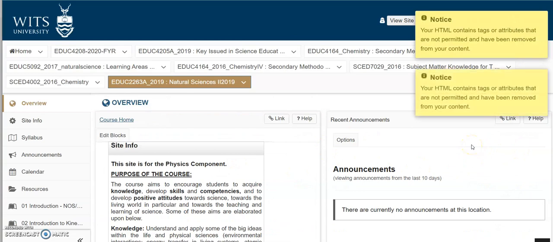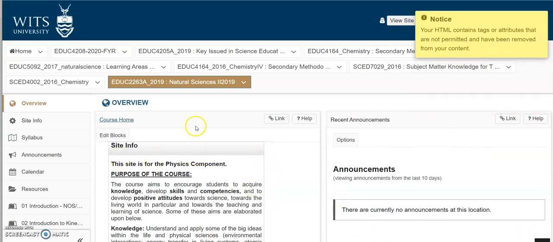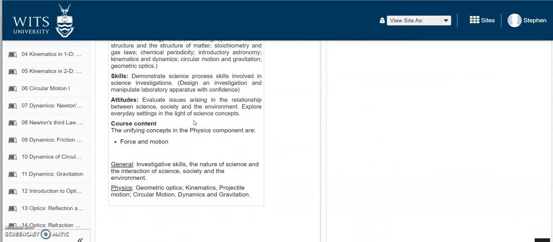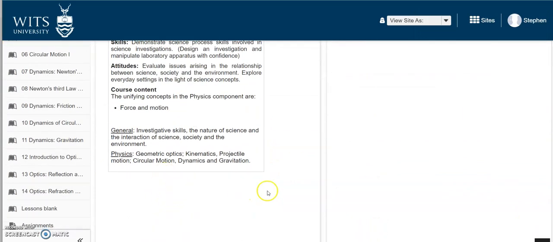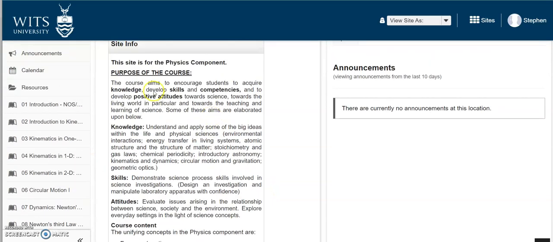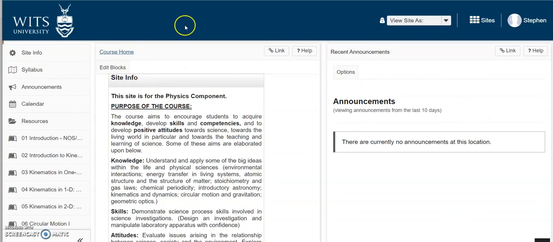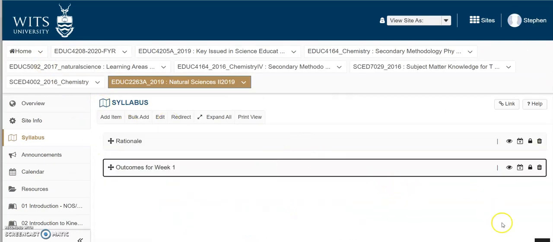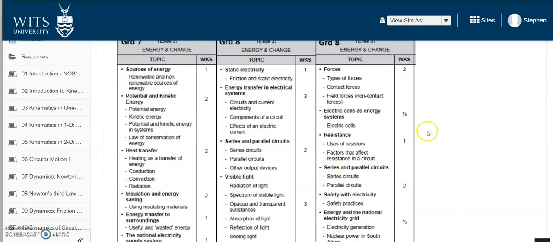Okay, now I started the site with, and this was from the course outline, just the purpose of the course: to develop their knowledge and skills and competencies to develop positive attitudes towards science. And I listed there the skills, and that the course content was focusing on force and motion. Okay, not just motion, because motion is the result of a force acting on an object, and that is the reason I took out rotational mechanics and included force and dynamics and Newton's laws.